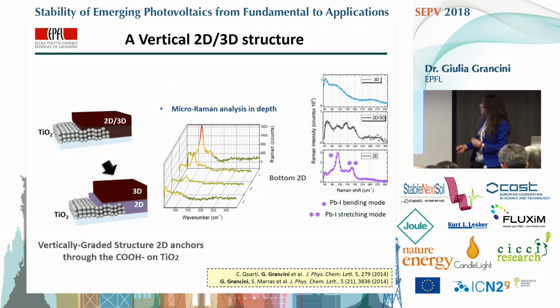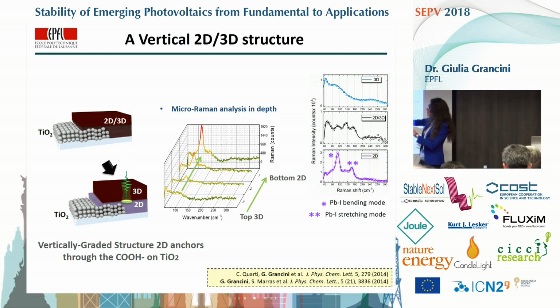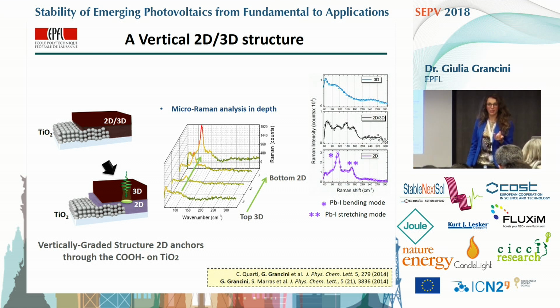We can also further investigate this vertical phase segregation performing some micro-Raman analysis in depth, and you can see that measuring the signal from the top surface down to the bottom surface close to the titania surface, there is this peak that comes up that is related to the lead iodide bending mode and is particularly intense in the two-dimensional perovskite. So this gives you another confirmation of this vertical segregation of the materials.